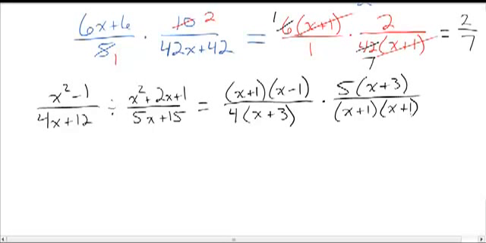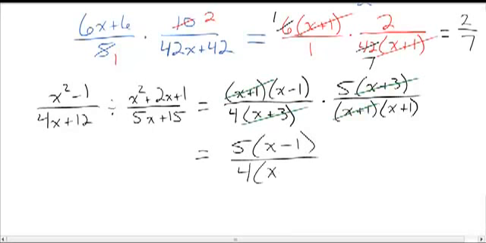So now, let's start canceling stuff out. What can we lose? We can lose a couple of x plus 3's. We've got an x plus 1 and an x plus 1, and it looks like that is all we can cancel out. So then our final answer for this problem becomes, what do we have on top? We've got a 5 times x minus 1 over 4 times x plus 1. And you want to just leave it in that factored form for your final answer.